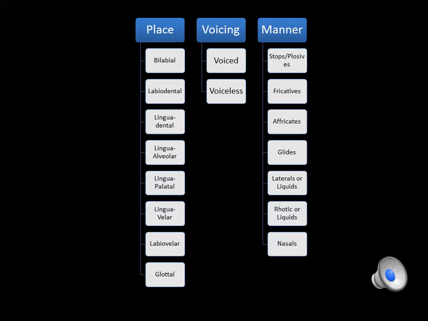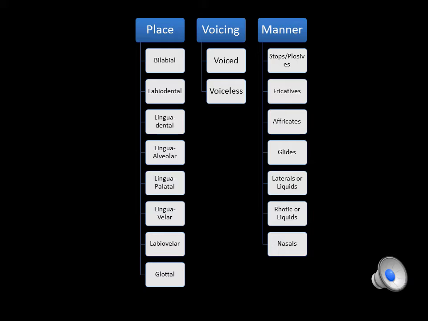Lingua alveolar, or simply alveolar sounds, refers to the tongue and the alveolar ridge. The alveolar ridge, remember, is right behind the top teeth. The lingua palatal sounds refers to the tongue and the palate, or the hard palate, the roof of the mouth. Those can be called palatal sounds also. The lingua velar sounds, or tongue to the soft palate, tongue to the velum, those can also be called velar sounds.